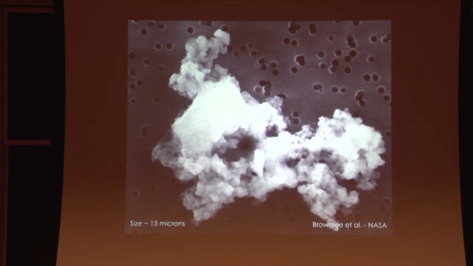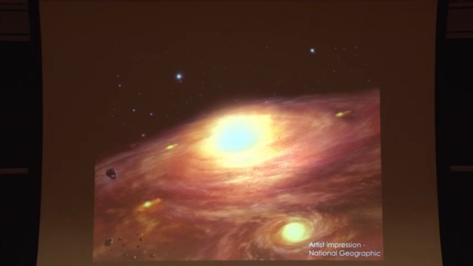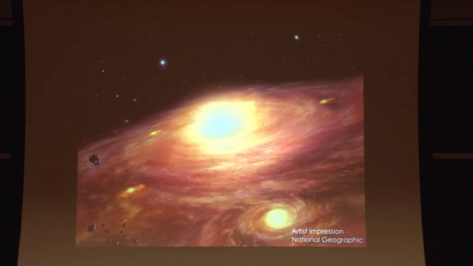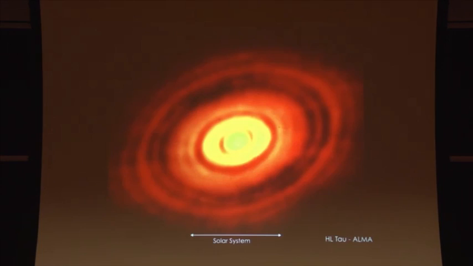you form larger and larger cores, and out of the larger cores you form the planets, and if the cores are large enough, they have enough mass to attract gas from the disk, and you form the giant planets. So, like in this artist's representation. And then you end up with systems that look like this. This is not an artist's representation.